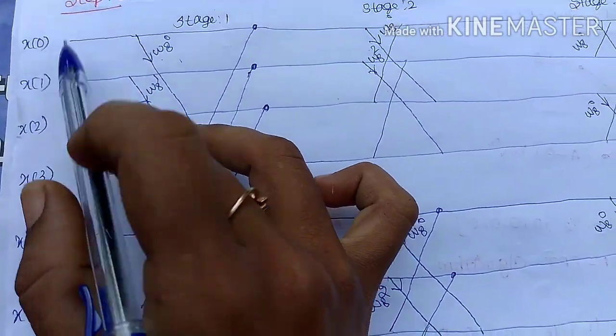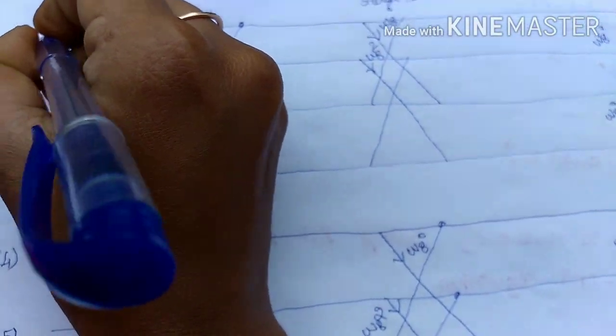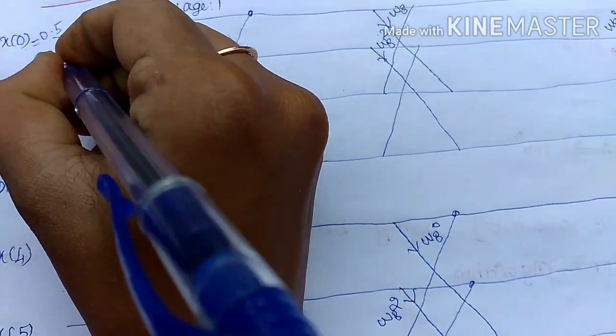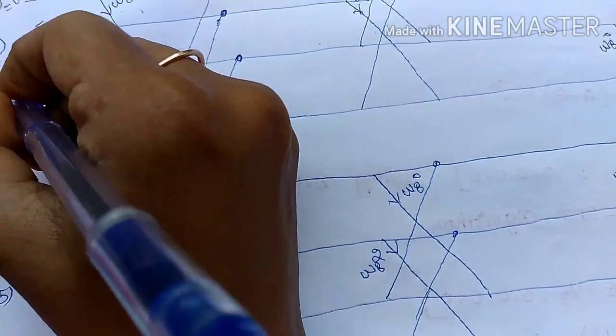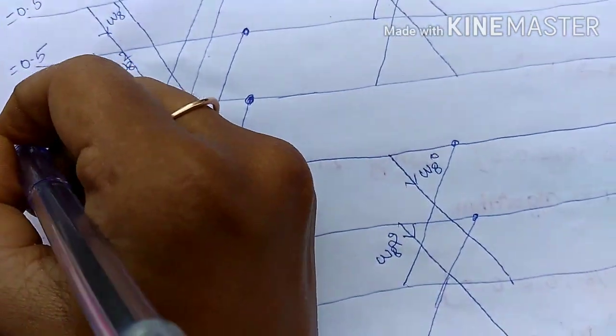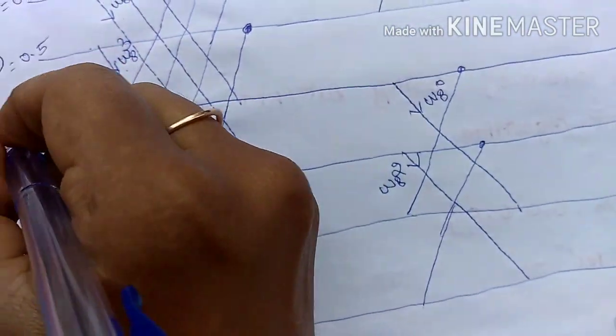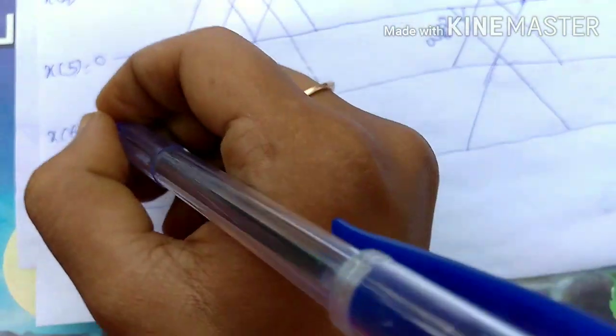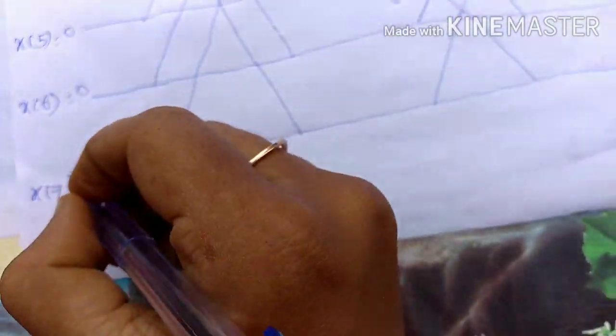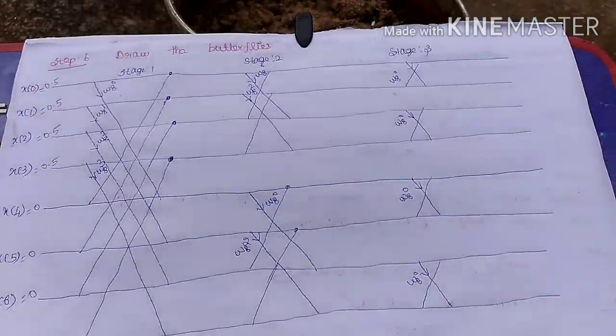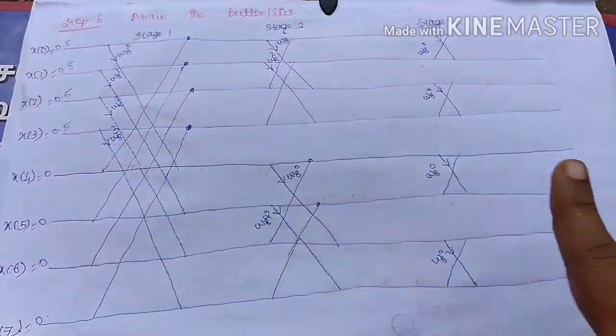So x of 0 means our given value is 0.5. Just write our given values. Okay, so 0.5, 0.5, 0.5, 0.5, then 0, 4 times 0. Okay, so these are the base of this diagram.